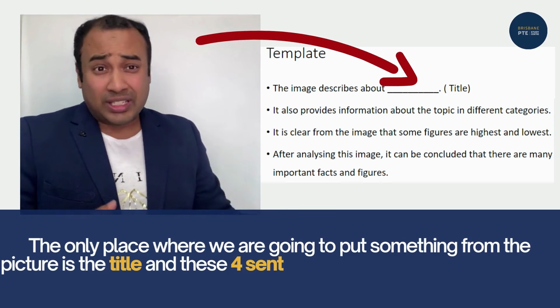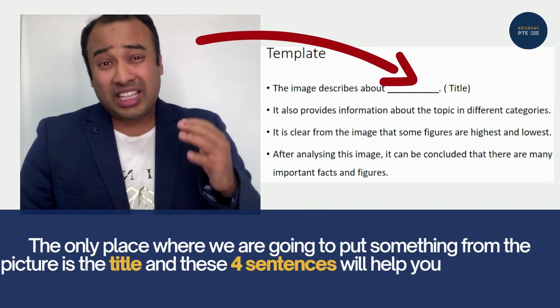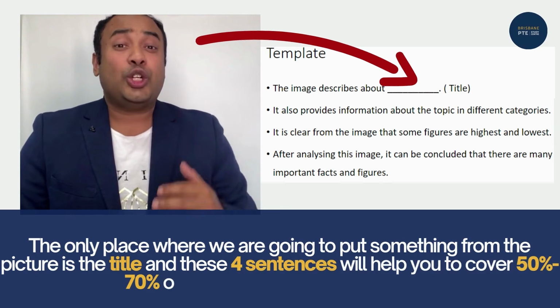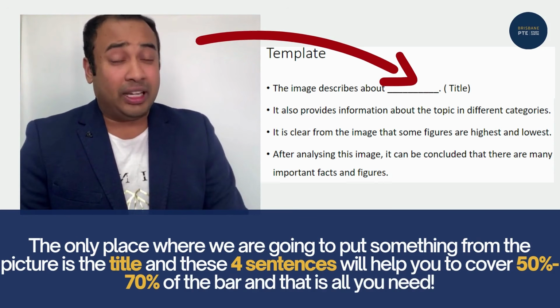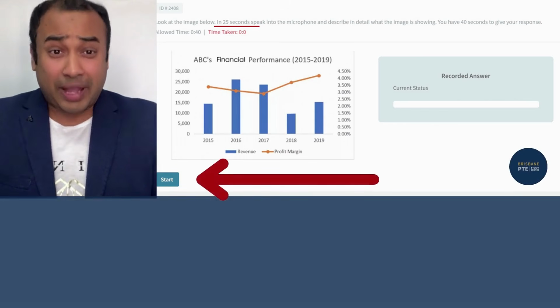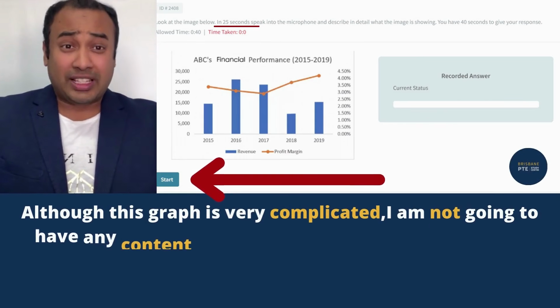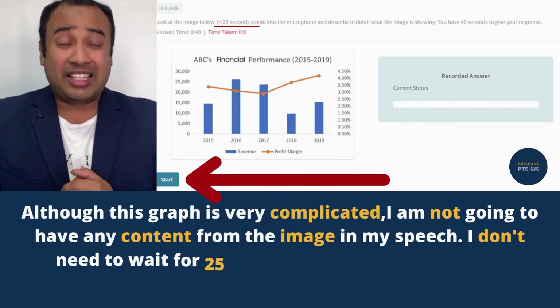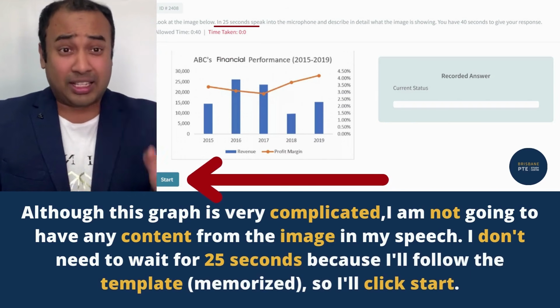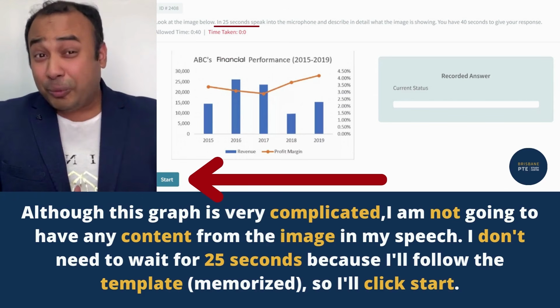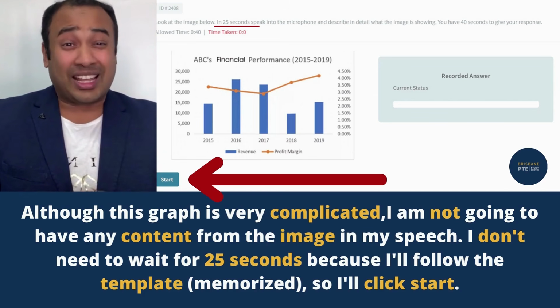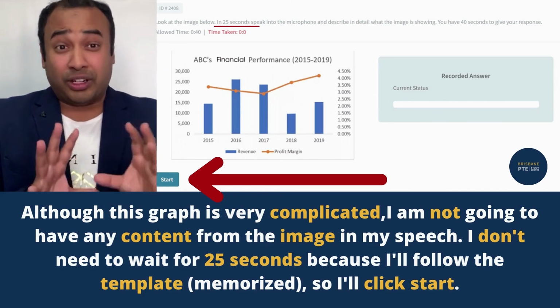Now, why we have 4 sentences is just because these 4 sentences will help me to speak about 50% to 70% of the bar. That's all I need. As you can see in front of you, there is a graph. Okay, this is a line plus a bar graph. What I'm going to do is that although the graph looks very complicated, I'm not going to say a single content from the graph at all.